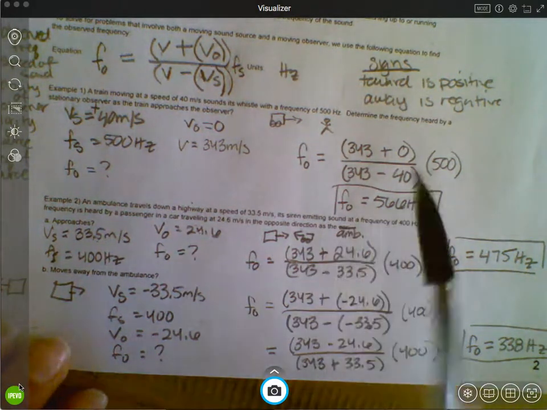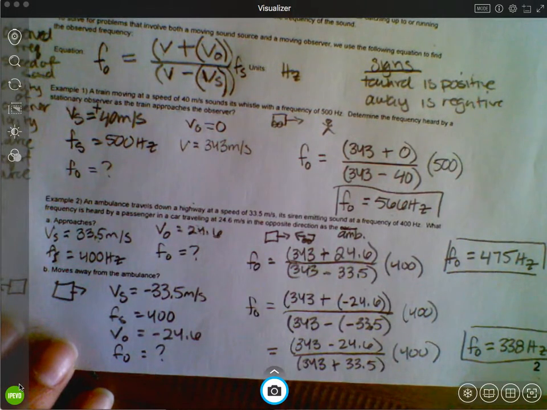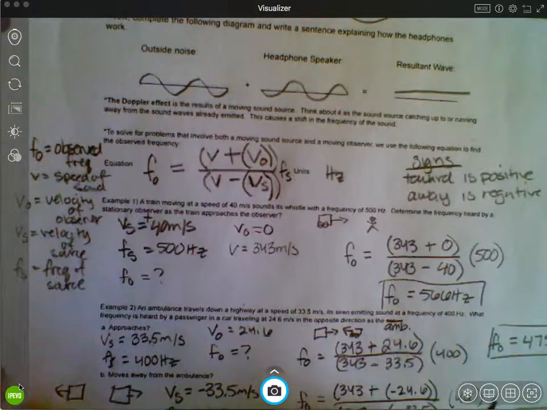But we will do some conceptual examples so you guys can actually hear this effect. You know what I'm talking about. You've definitely heard it before, but I want to show you some examples, and then we have a little video on the Big Bang Theory about this that we'll watch. Okay? All right, you're all set.